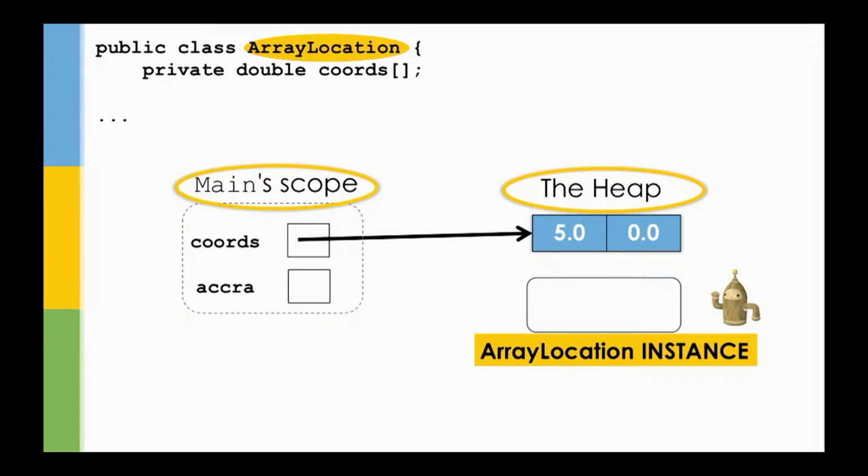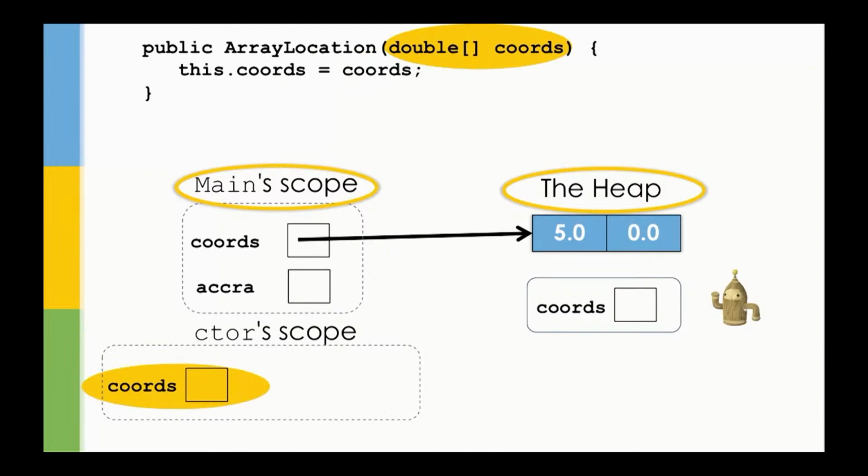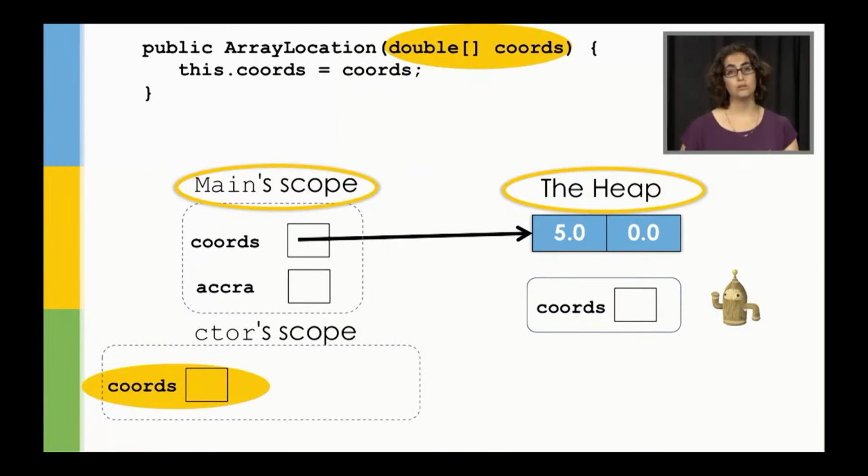So I have to go to the ArrayLocation class and see that in the heap I'm going to have an ArrayLocation instance, and the instance variables associated with that instance are listed right there in the class definition. I need a coords variable. Now I'm going to follow the constructor to initialize the variables in the instance that I have of type ArrayLocation. In the constructor's scope, I have another variable called coords, my local variable for the constructor method, that is the parameter to that constructor. So the ArrayLocation constructor has as a parameter a variable called coords.